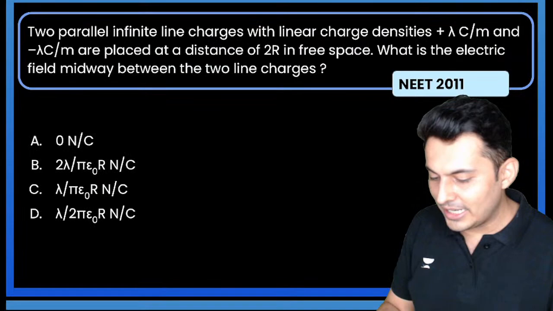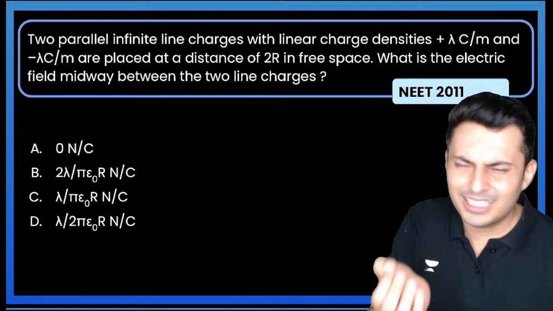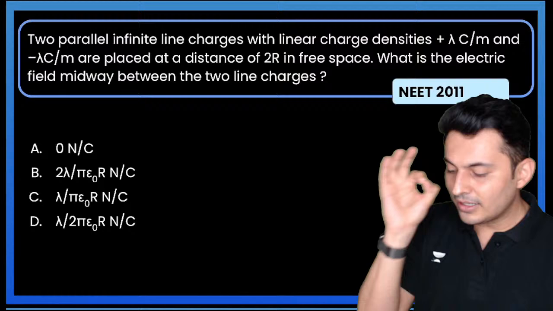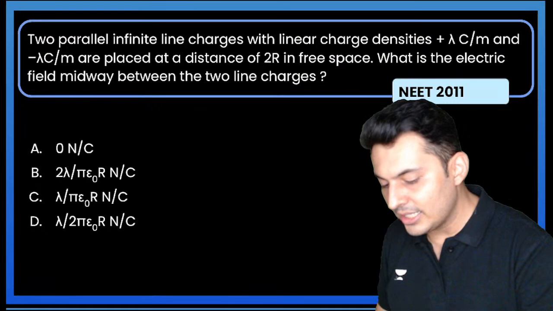Moving on to the next question, NEET 2011. This is slightly, not very tricky, but you just have to think about the direction here. Two wires are there. One wire lambda, another wire minus lambda. That means one wire is positive, one wire is negative. What is the field exactly in between the wires? Draw the diagram, everything will be clear.